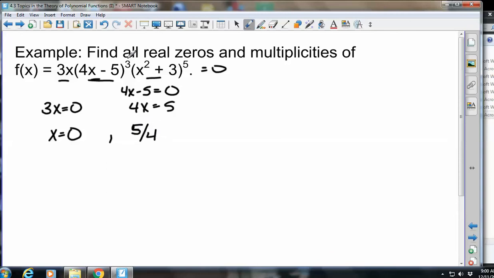Now, what does this cube mean? It's down there 3 times. So that is the multiplicity of the answer. That means 5 fourths is going to show up as an answer 3 different times. So to denote that, we're just going to put an M3 beside it. 5 fourths is an answer 3 times.